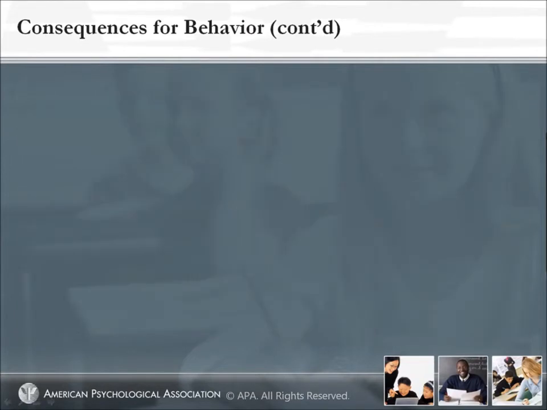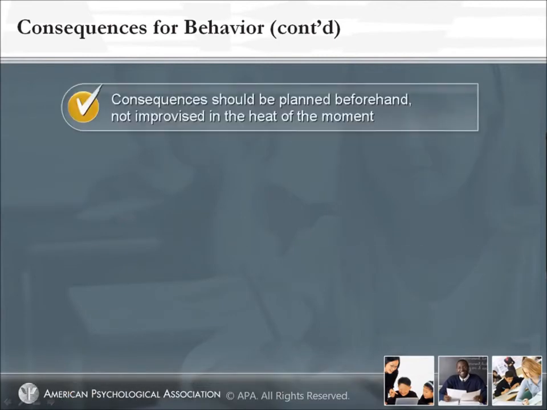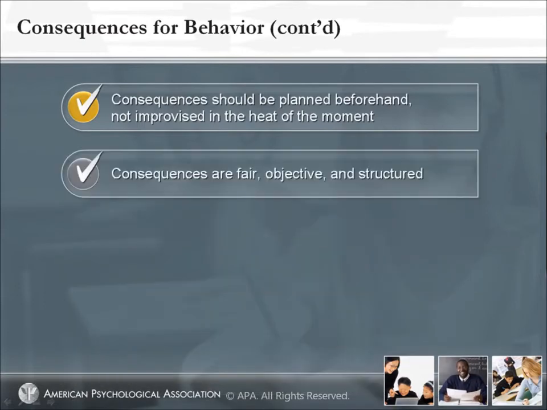Whenever possible, consequences should be planned beforehand, not improvised in the heat of the moment. This will ensure that the consequences are fair, objective, and structured. Behavioral researchers have emphasized that consequences can create side effects, for example, anger or desire for escape in some students. So it is helpful when using consequences to work with colleagues to help define those consequences and the situations under which they will be applied.